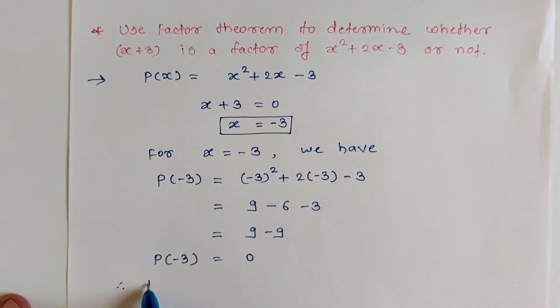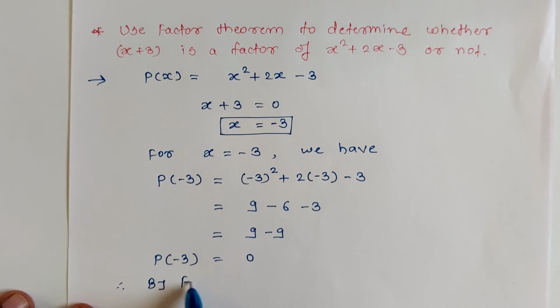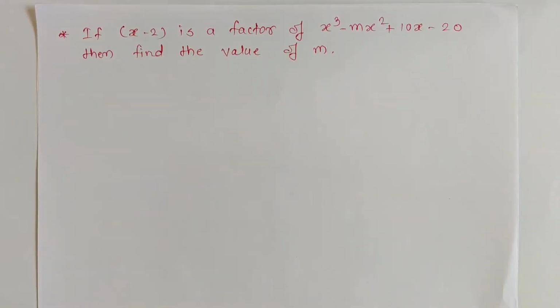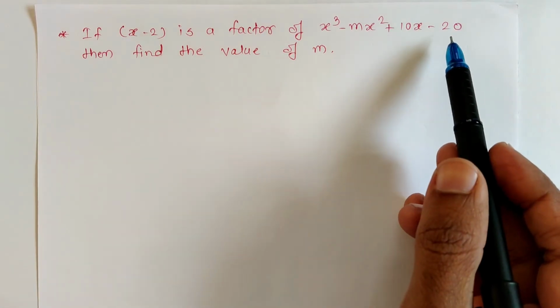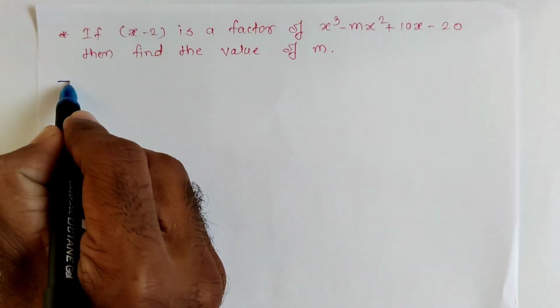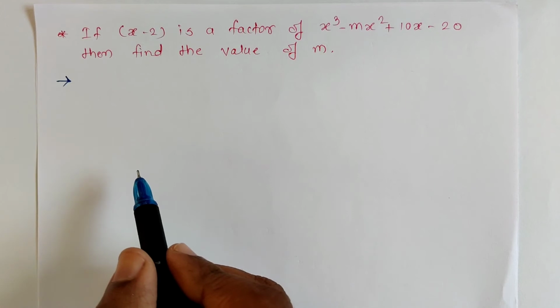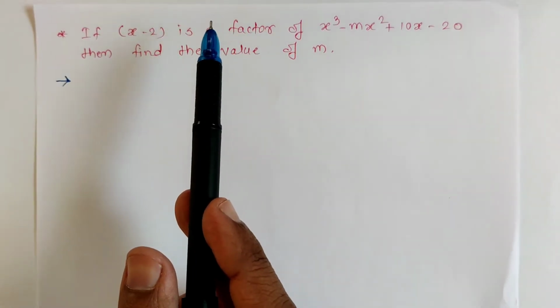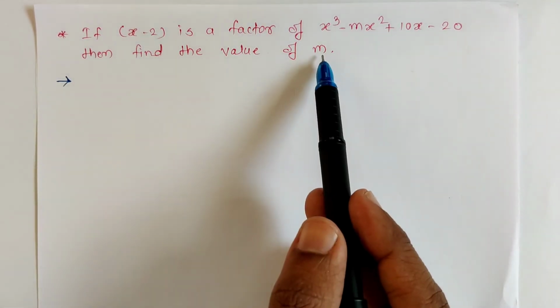Therefore we can write here, by factor theorem, x plus 3 is a factor of x square plus 2x minus 3. Let us solve another problem based on the same theorem. The question is, if x minus 2 is a factor of x cube minus mx square plus 10x minus 20, then find the value of m. Now in this question, it is given that x minus 2 is a factor, and from that we have to find the value of m.